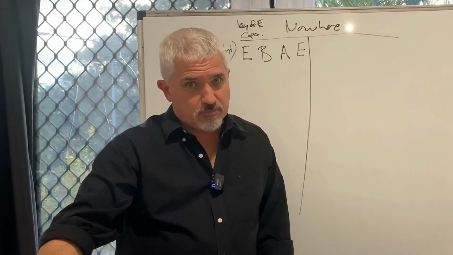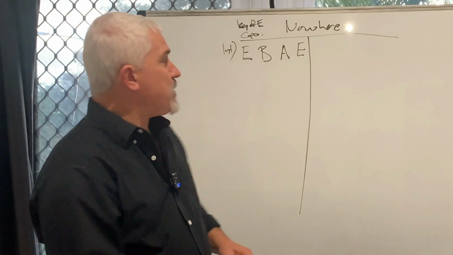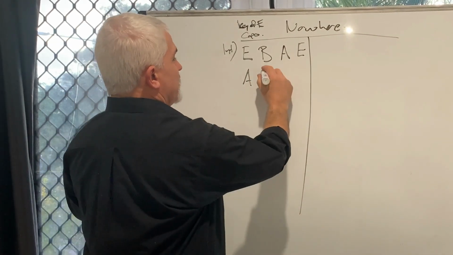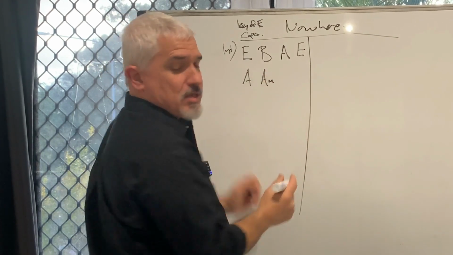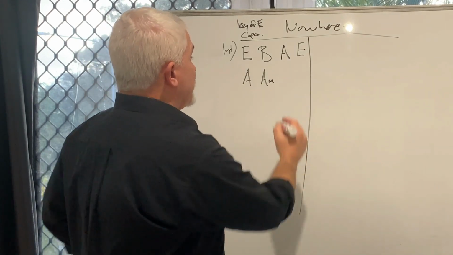I'm just looking at my book down here so I don't get it wrong for you. Then it goes back to A, and then it does an A minor chord before it does 2 measures of E.